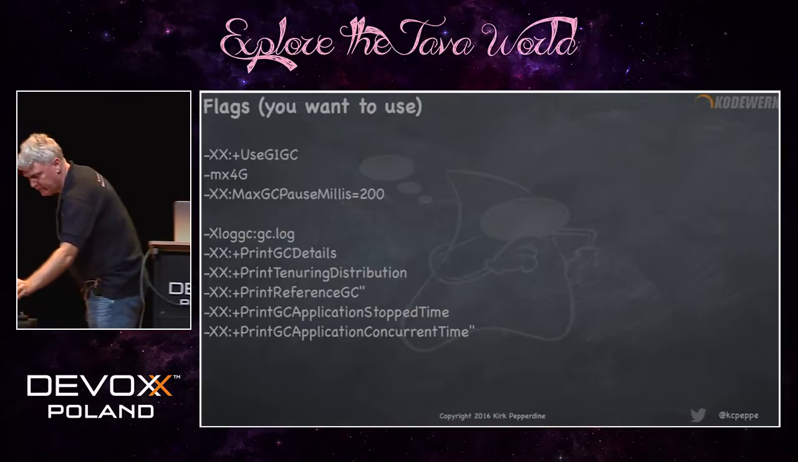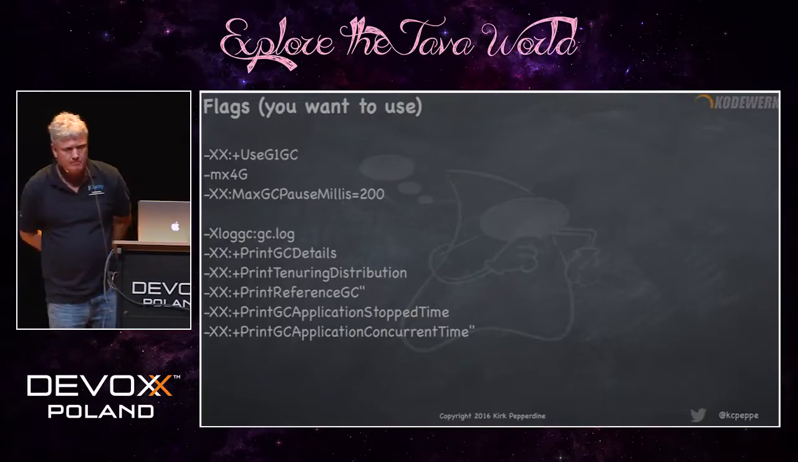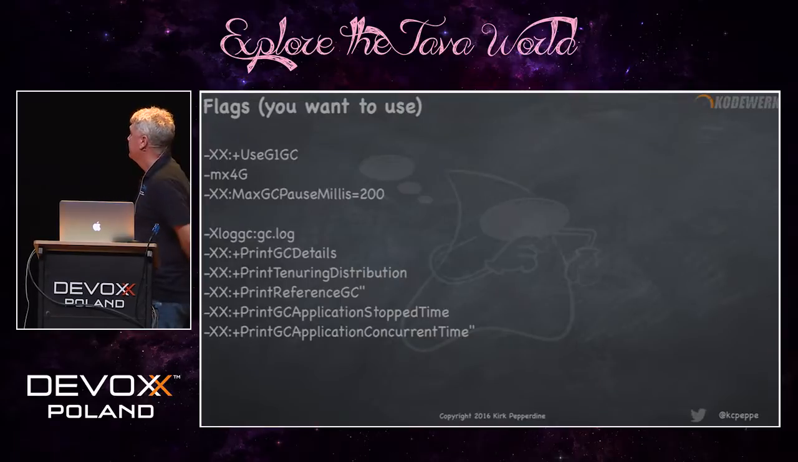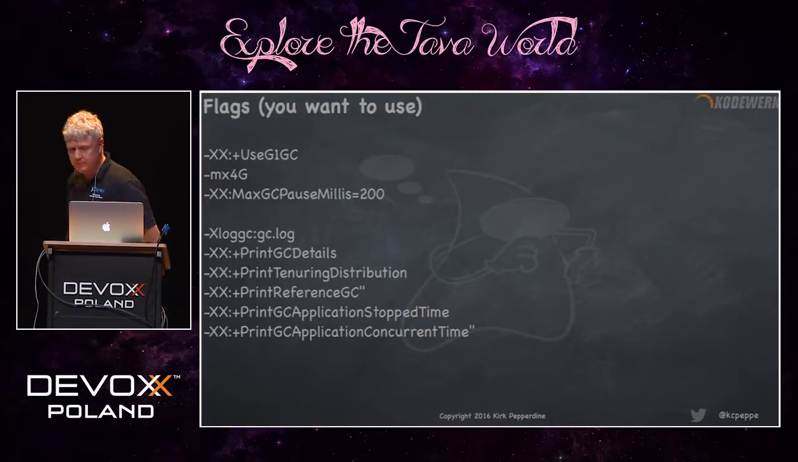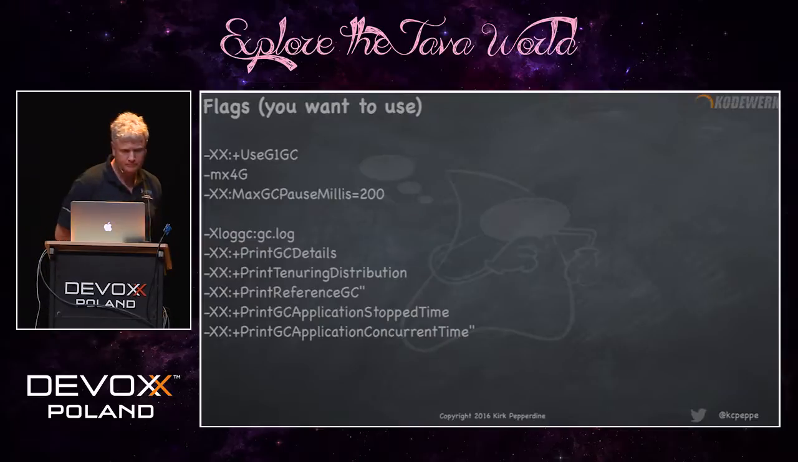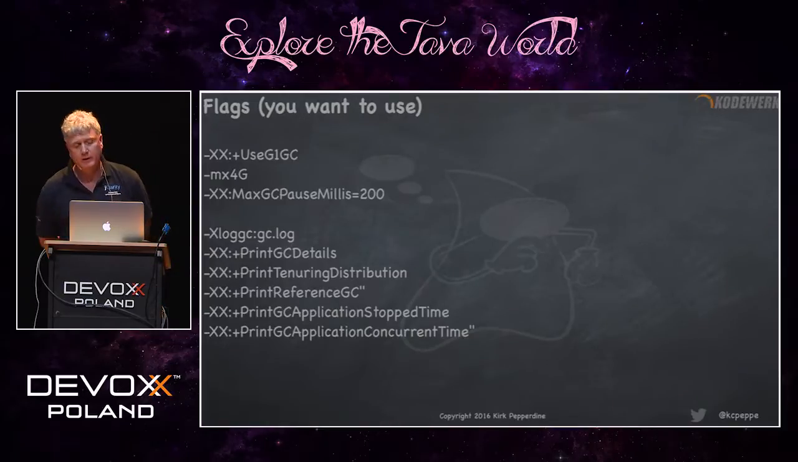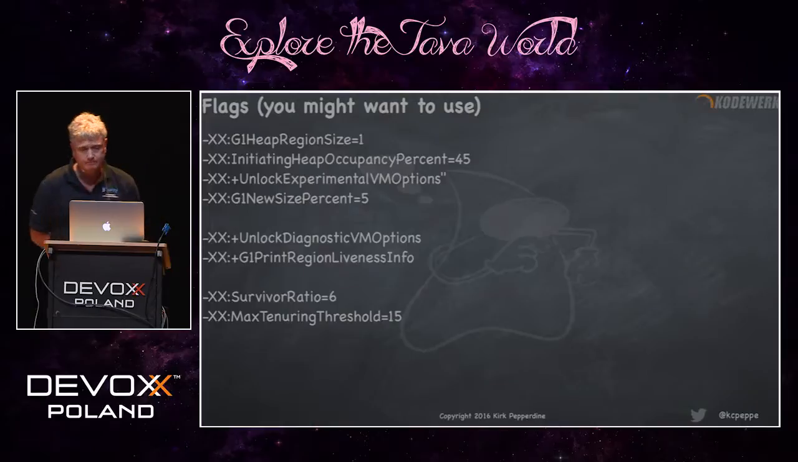So, specify use the G1GC, although that won't be necessary in 9. Specify the heap size, and possibly give it the pause time goal, right? And of course, I always recommend turning on GC logging because that gives you a very good indication into the memory health of your application.